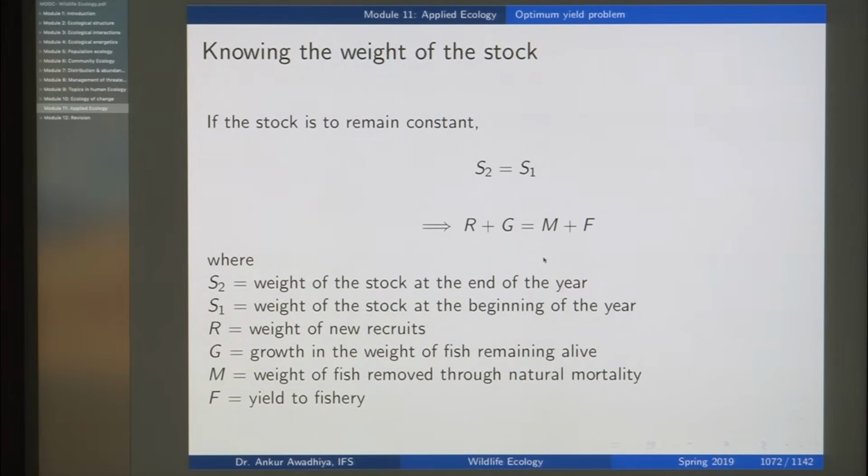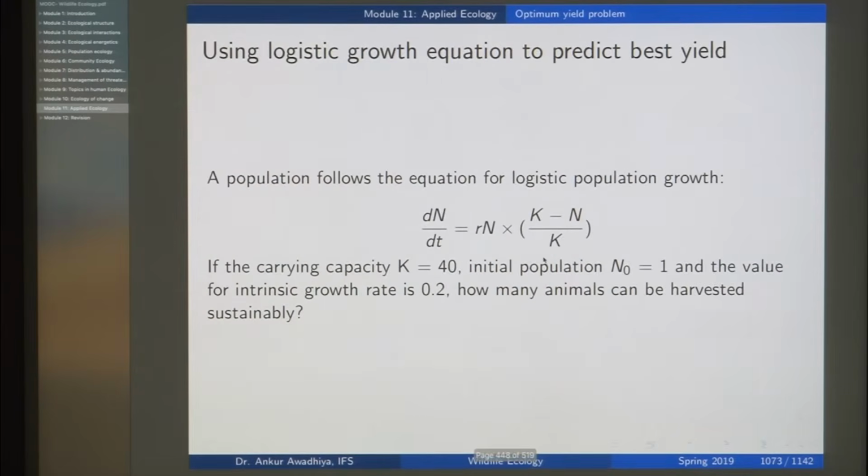Now, in the case of sustainable yield, we want to have S2 equal to S1. So, we get this equation R plus G is equal to M plus F, and then we can make use of the logistic growth equation to predict the best yield.